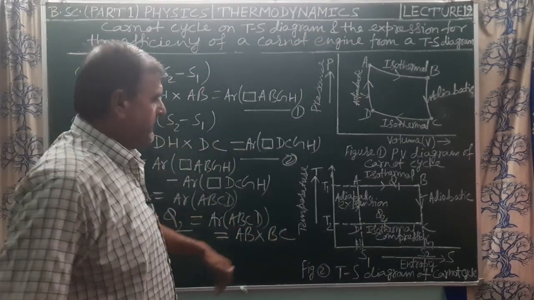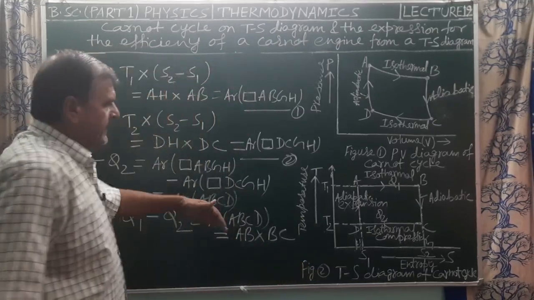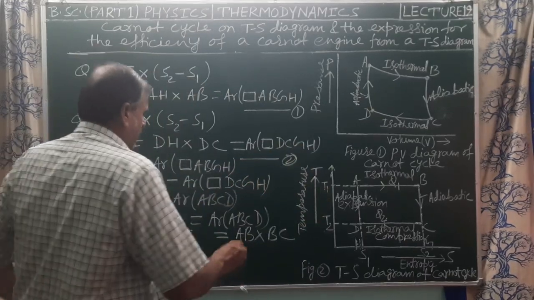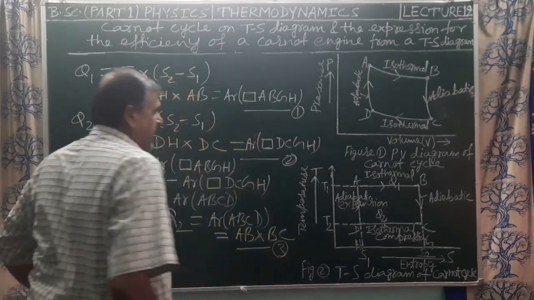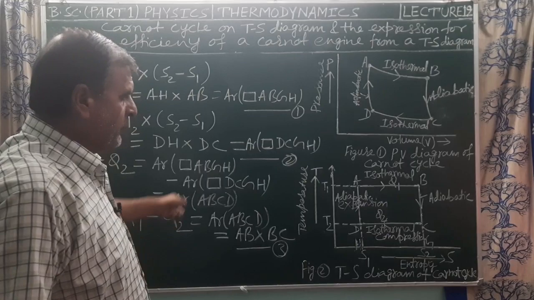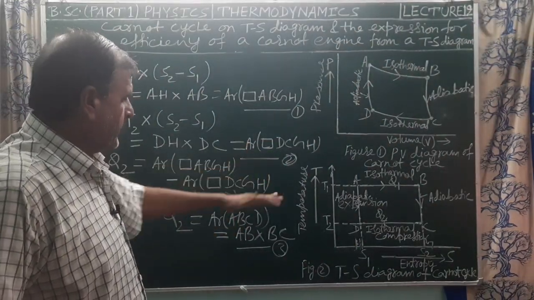It is AB multiplied by BC. BC is T1 minus T2. Now we have calculated the net work done by the system, by the working substance during one complete cycle on the T-S temperature entropy diagram.